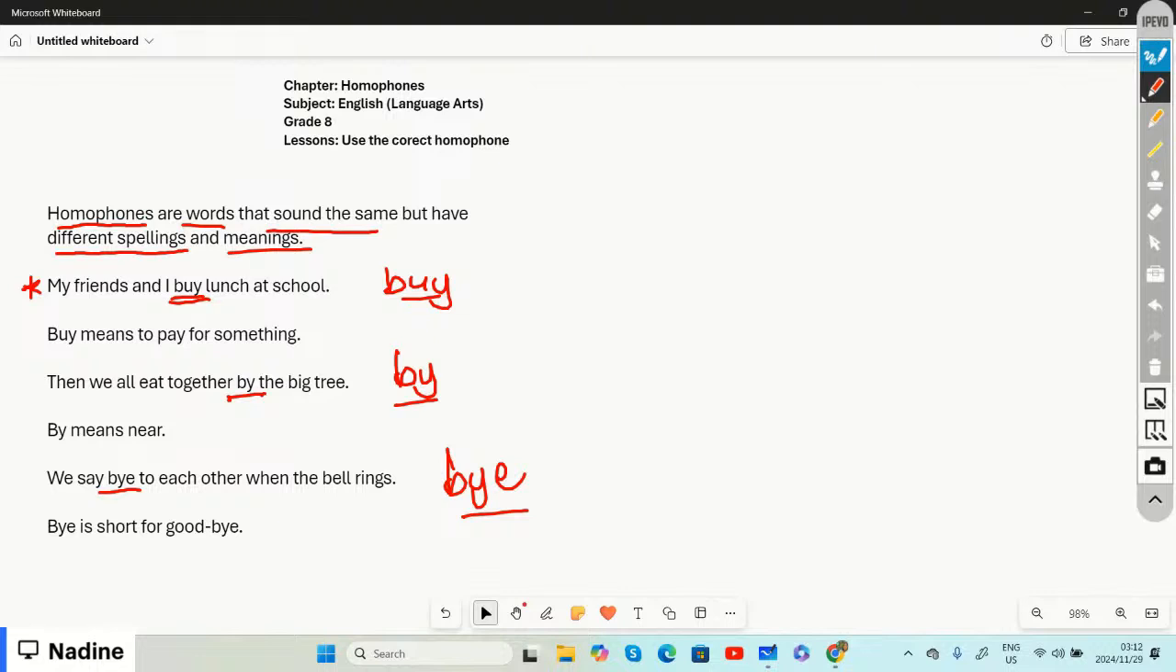So basically, homophones are words that sound the same, but the spelling of the words as well as the meaning of the words are different. And we're going to look at a few more homophones, of how the spelling of the words as well as the meaning of the words are different.